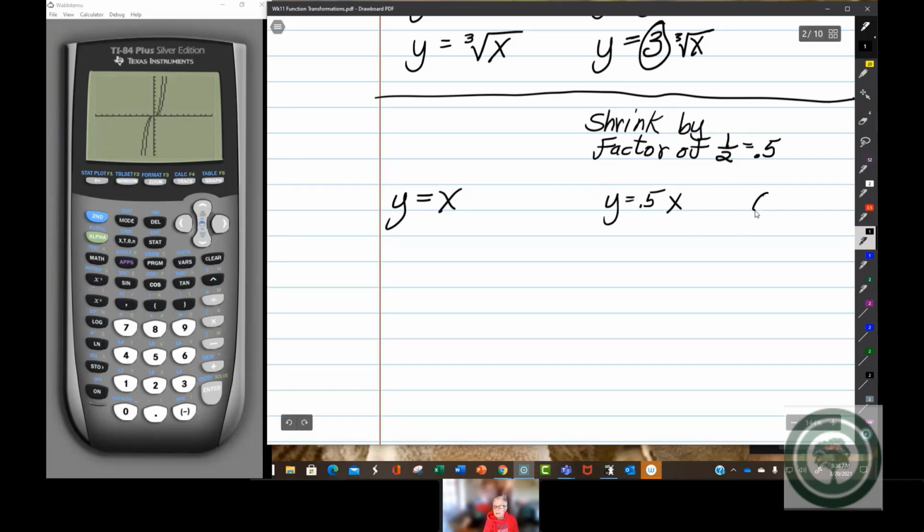So for a times f of x, let's write it up here, a times the function, so you've got a number multiplying the function. Now that number is going to be between 0 and 1, but not equaling 0 and not equaling 1. In other words, it's a fraction. Professor, could we not achieve the same effect by dividing by 2? We're going to get there. Okay.